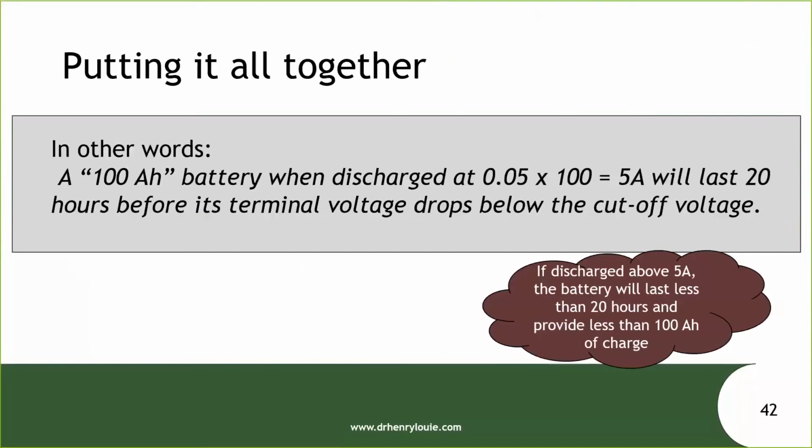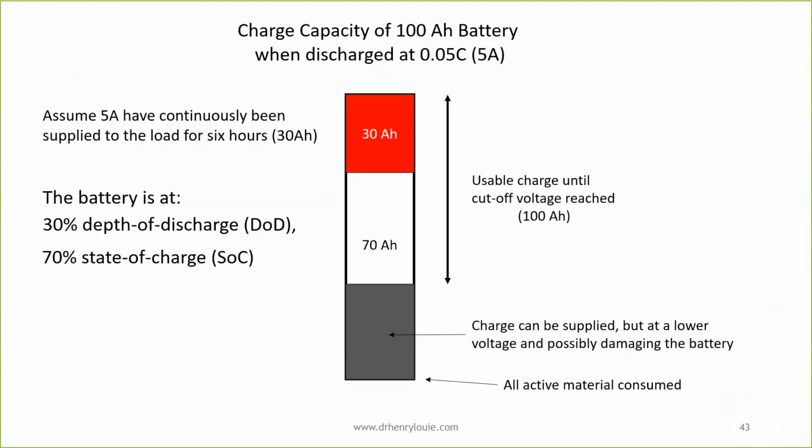So in other words, if you have a 100 amp hour battery, that battery when discharged at 5 amps will last 20 hours before its terminal voltage drops below its cutoff voltage. So if you were to discharge it at 6 amps, for example, it's going to last less than 20 hours, and it will provide less than 100 amp hours of charge. So again, it's a bit confusing, but just keep in mind that the higher the discharge current, the less capacity you're going to get overall from the battery.